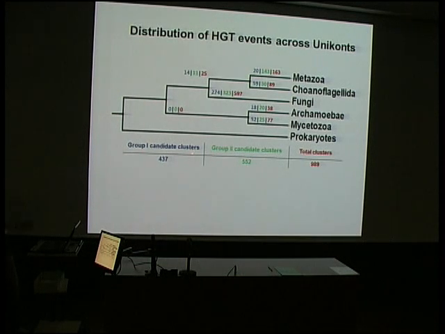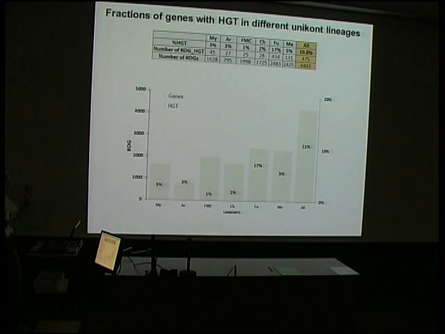In this group, one candidate group is genes for which we simply do not detect any homologs in eukaryotes outside the Unikont supergroup. That is, we only detect homologs in Unikonts and prokaryotes. And group 2 are those where we do have homologs in other eukaryotes, but phylogenetic analysis indicates that horizontal transfer happened somewhere here in the evolution of this group. So I guess this is the key point.